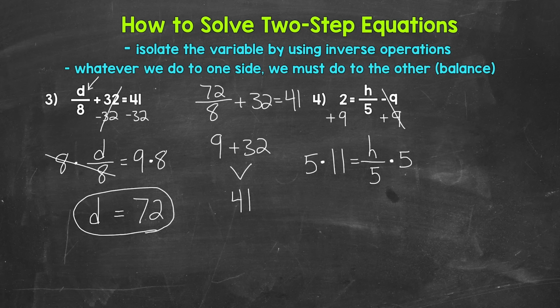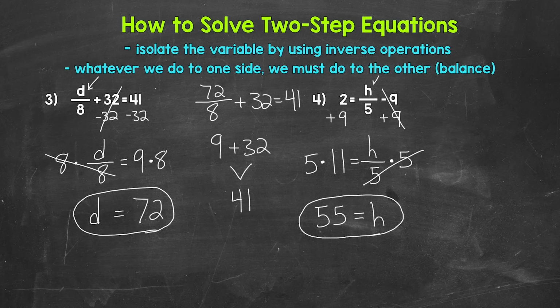Now, on the right side of the equation, we are dividing by 5 and multiplying by 5. So these 5s cancel each other out. And h is now isolated. So we have h equals, and then on the left side of the equation, 5 times 11 gives us 55. So h equals 55. So that's our solution.